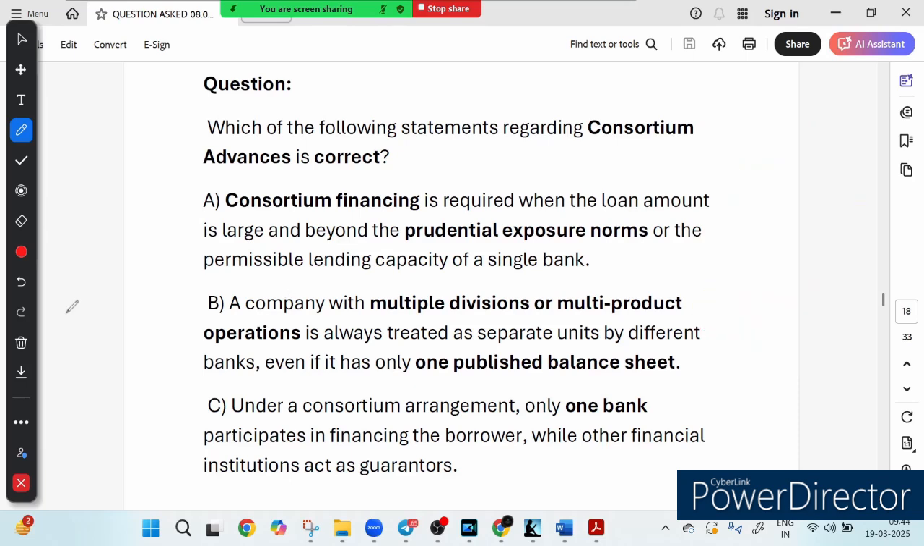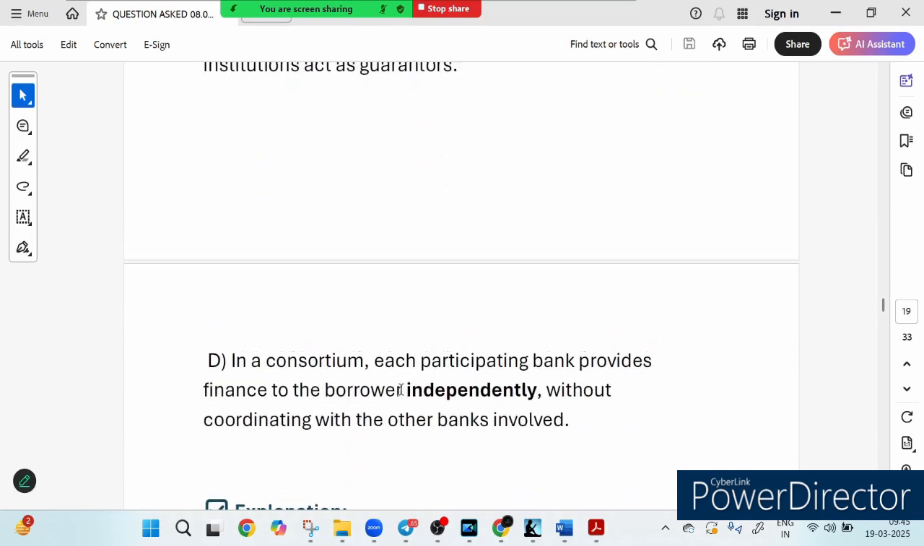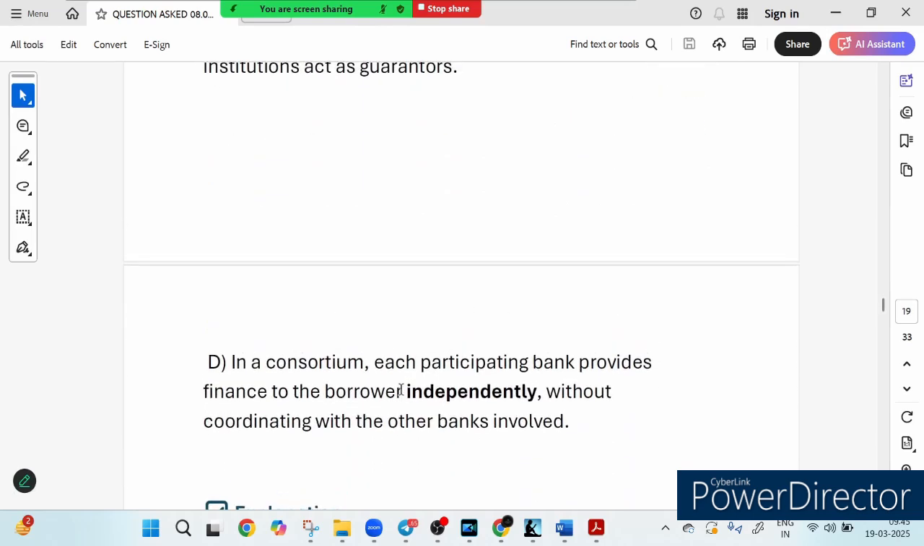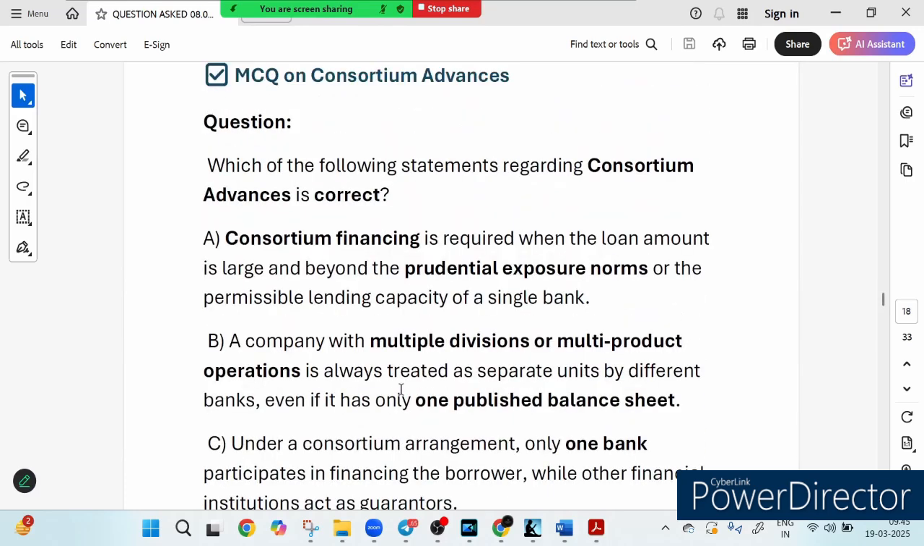Now let's look at consortium advance. This is a very good question. So friends, the question is, which of the following statements regarding consortium advance is correct? Option A, consortium financing is required when the loan amount is large and beyond the prudential exposure norm. Option B, a company with multiple divisions or multi-product operations is always treated as a separate unit by different banks. Option C, under a consortium arrangement, only one bank participates in financing the borrower, while the other financing institutions act like guarantors. Option D, in a consortium, each participating bank provides finance to the borrower independently without coordinating with other banks involved. So which statement regarding consortium arrangement is correct?